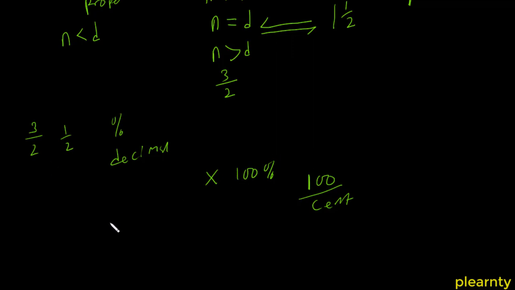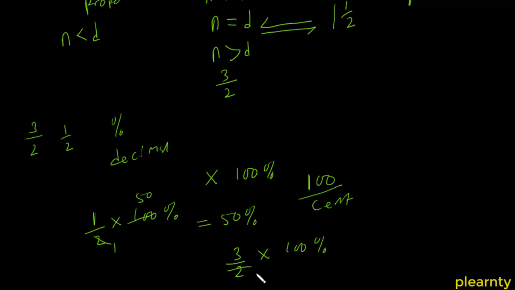Now let's say you have 1 over 2 times 100%. 2 here 1, 2 here 50. That is 50%. You can also have 3 over 2 times 100%. 2 here 1, 2 here 50. 3 times 50, that is 150%.